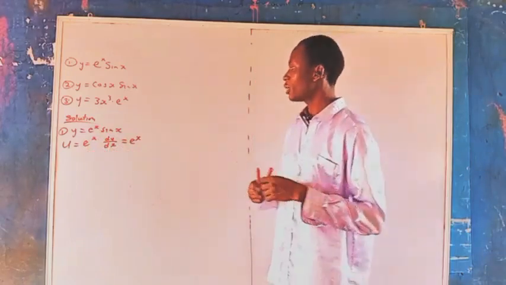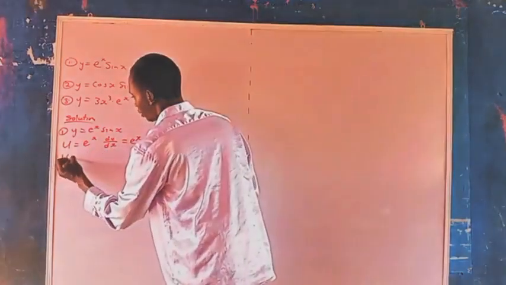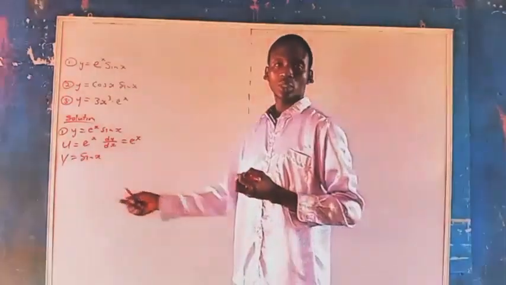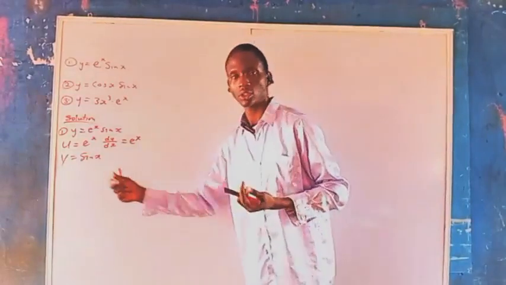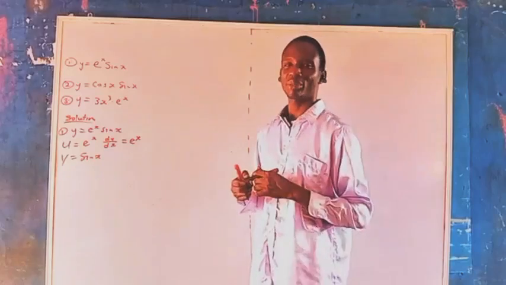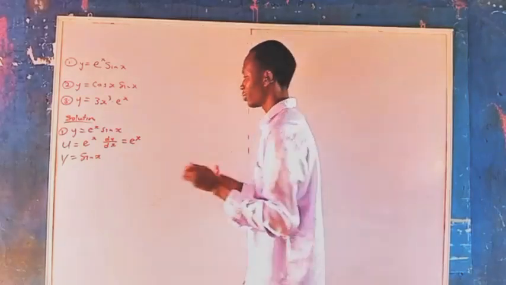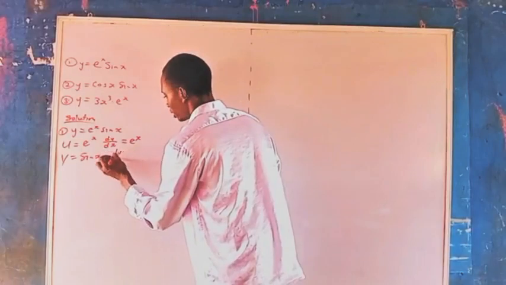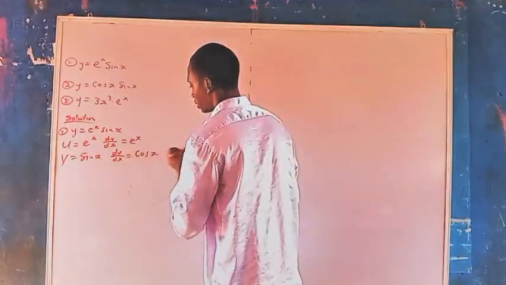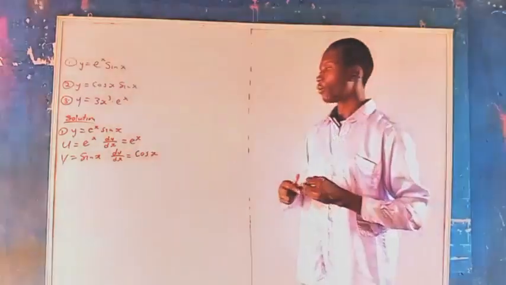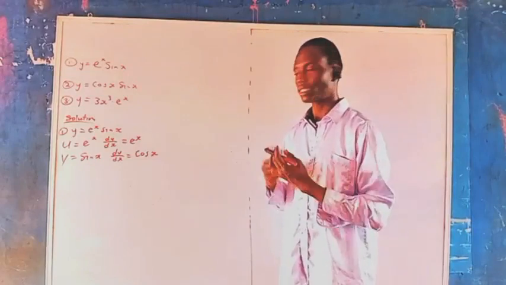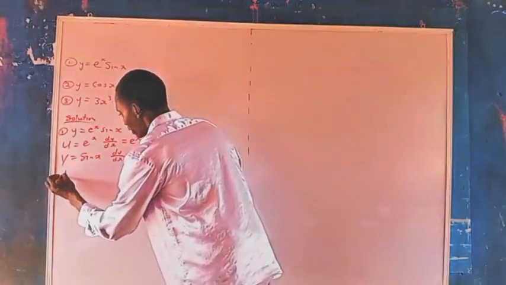Okay. Now let's continue. And my v equals sine of x. Also, the derivative of sine of x is equal to cos x. I've also done that in my playlist. Check everything. You are going to see it there. So my dv/dx equals cos x. Okay, this is doable.